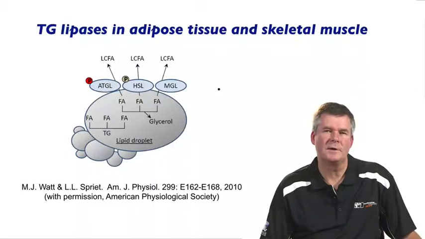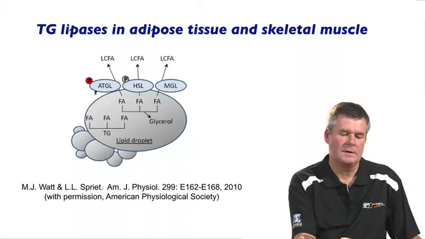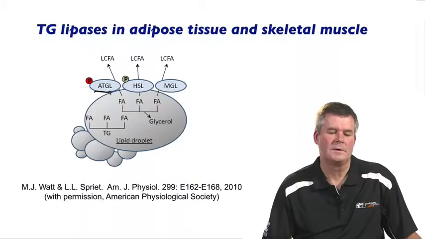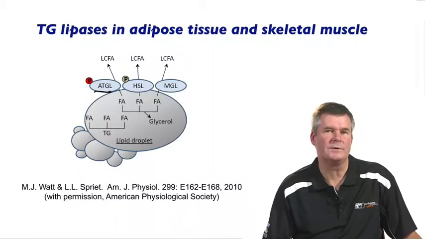The breakdown of triglycerides in both skeletal muscle and adipose tissue is referred to as lipolysis, and the enzymes that break down these triglycerides are referred to as lipases. And there are two key lipases that have been identified both in adipose tissue and in skeletal muscle that are important in regulating the breakdown of triglycerides during exercise. The first is known as adipose tissue triglyceride lipase, and although it was initially identified in adipose tissue, it's also been found in skeletal muscle.